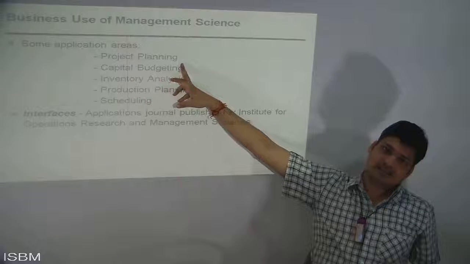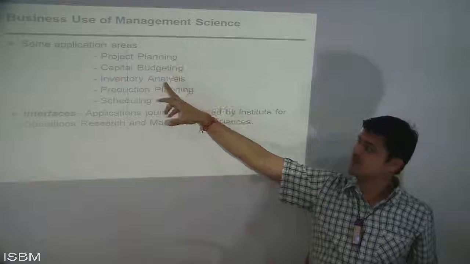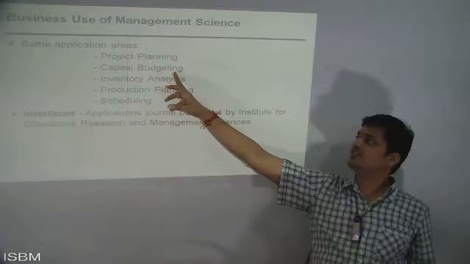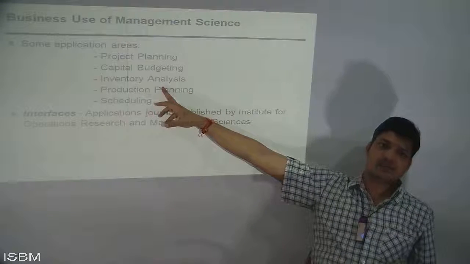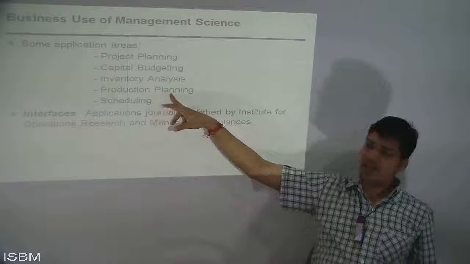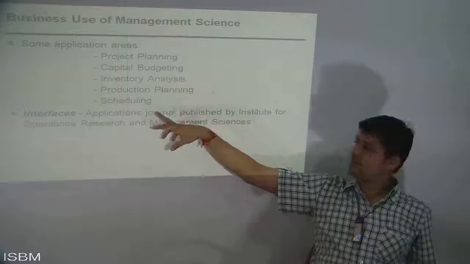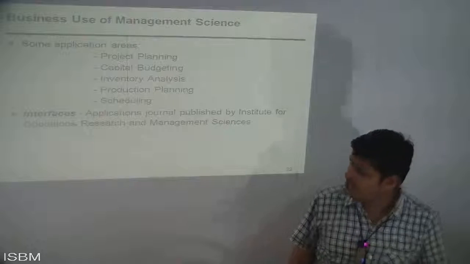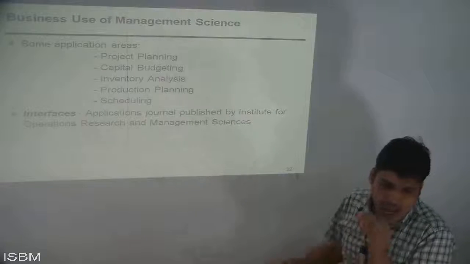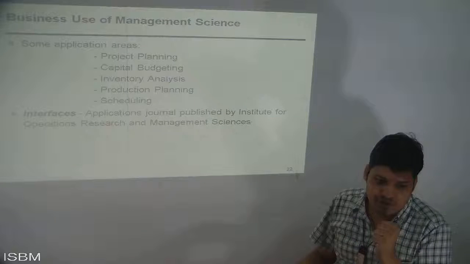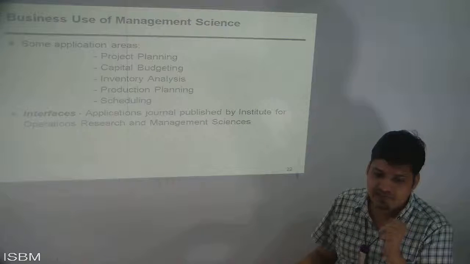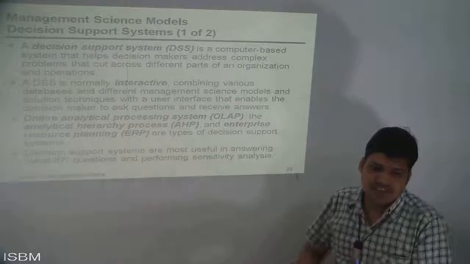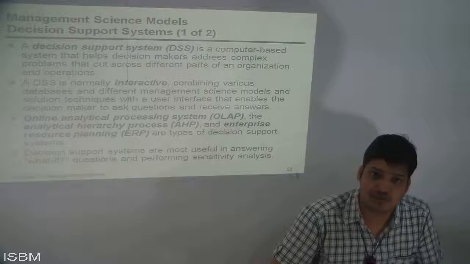So project planning is related with project management. Then capital budgeting is related with the finance side, financial management. Inventory analysis is your inventory management. Production planning is production planning management, PPM. Then scheduling is also related with management. So interfaces, application journals published by the Institute for Operations Research and Management Science. What applications will we see over there? So management science model, what exactly is the decision support system?